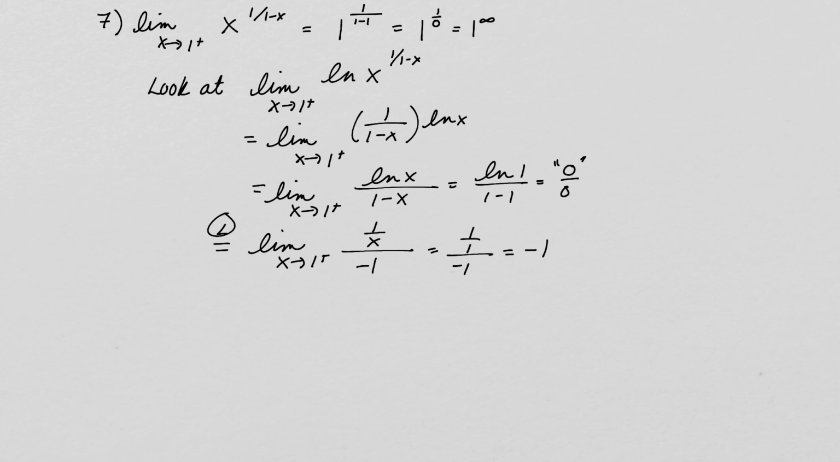But remember, our original problem didn't have that natural log in it. So I found that the limit when the natural log is in there is negative 1. So to undo the natural log, I have to take e to that power. So my original limit, the limit as x approaches 1 from the right of x to the 1 over 1 minus x, is going to be e to the negative 1. So I take the answer that I got here and I do e to whatever power that is. And that is my final answer.